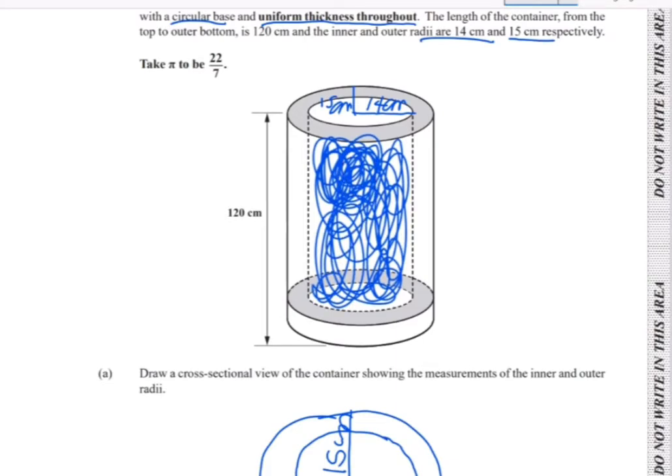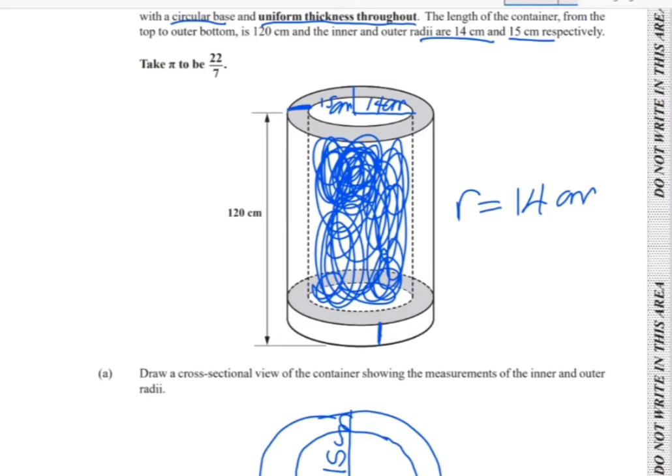So when we look at that space, we know that the radius for that would have been 14 centimeters, right? And let's look at the height now. Remember that they said it's a uniform thickness throughout, right? So if from this part to this part is 1 centimeter thick, then that means from the bottom coming up is also 1 centimeter thick, right?